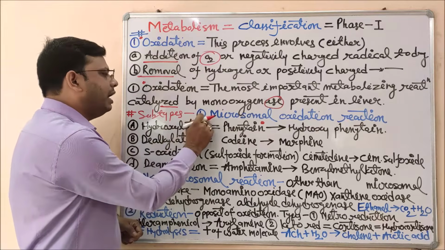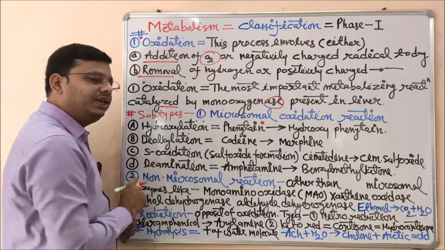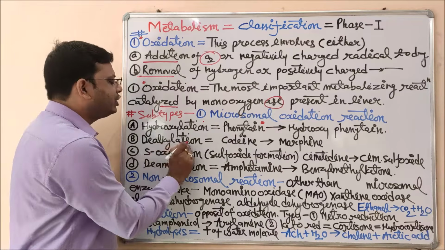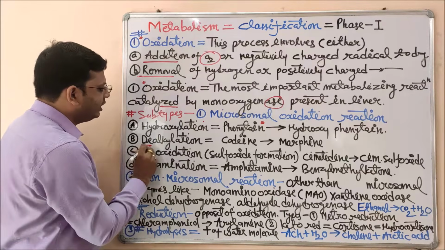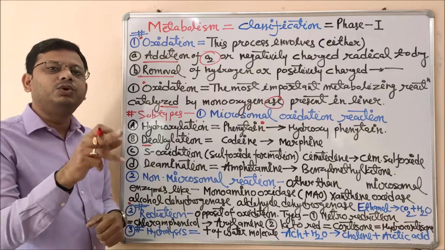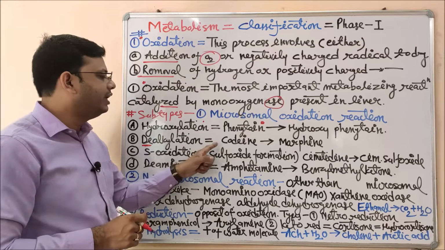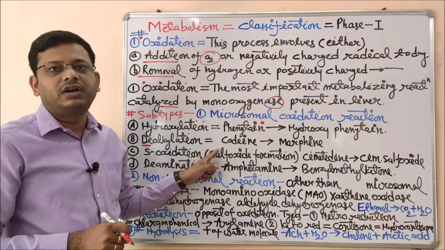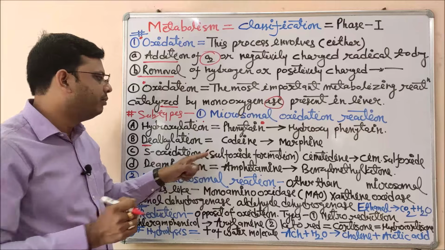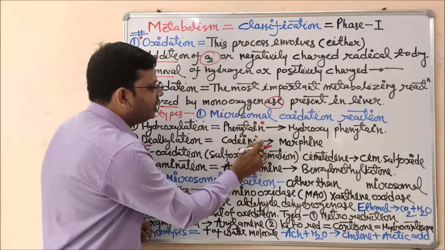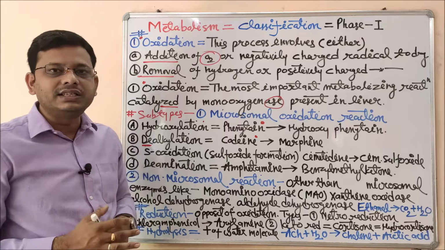Now the next subtype under microsomal oxidation reaction is dealkylation. What is the meaning of dealkylation? Alkylation means addition of alkyl group, but here it is not alkylation, it is dealkylation, that means removal of alkyl group. The example under this dealkylation reaction is one of the most important conversion reactions included in the syllabus of your GPAT and other pharmacist exams. This is codeine. Codeine is converted into morphine so that it may produce its desirable effect, like analgesic effect.